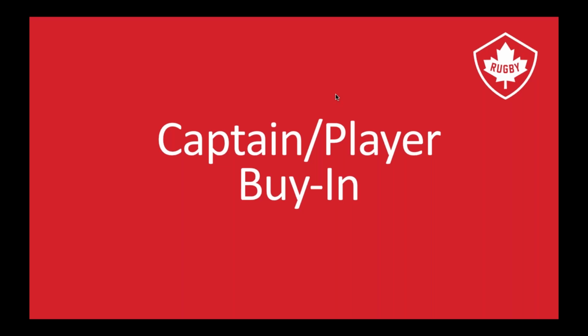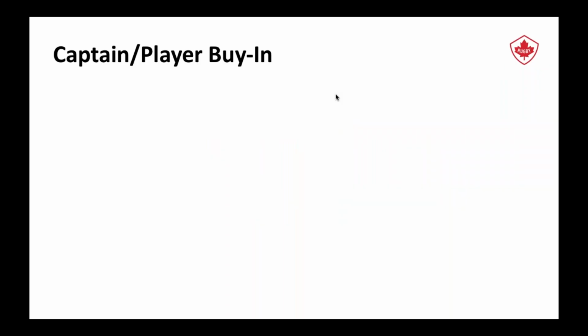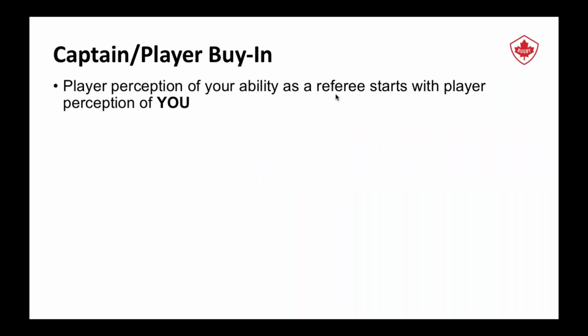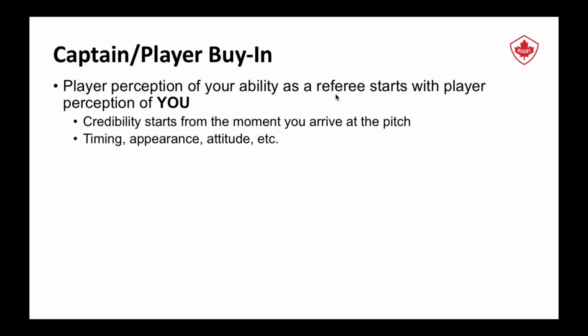So yeah, that's what we're going to take a look at tonight and how it relates back to that profile piece. Okay, so captain and player buy-in, obviously a really big one. And I think this goes without saying, but the player perception of your ability as a referee starts with the player perception of you as a person, in a sense, right? So that credibility starts from the moment we arrive at the pitch, and that'll include things like how early or late we arrive, what do we kind of look like when we get there, are we dressed the part, what's our attitude when we show up, what's our demeanor, how are we behaving with the captain and coaches and players, as well as our team of three potentially, right?